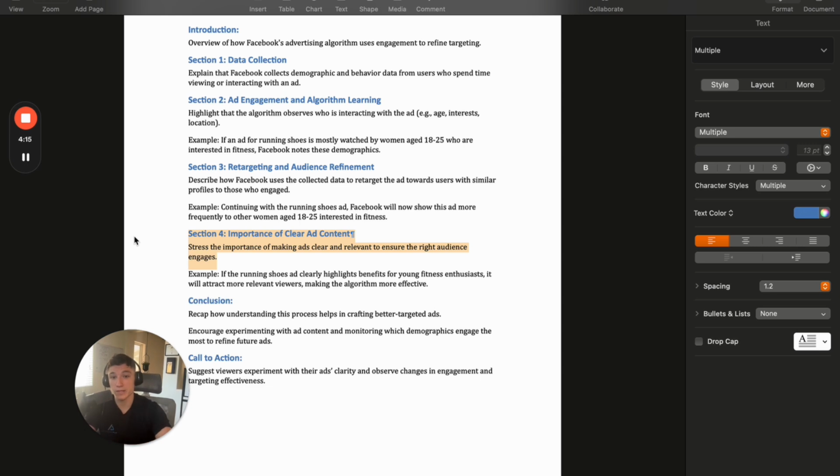However, women between the ages of 18 to 25 are spending the most time on this ad. Most of them are opting in or visiting the landing page, whatever it might be. These are the people that we want to continue to show our ad to. So your ad has to be very clear and very concise.